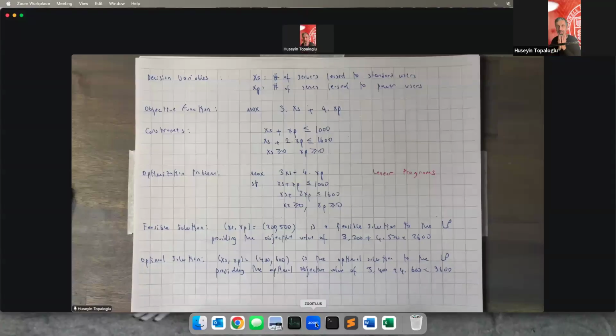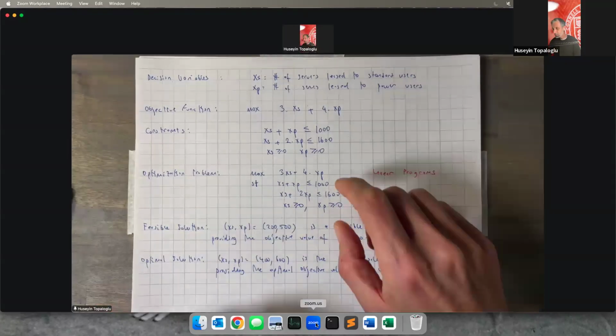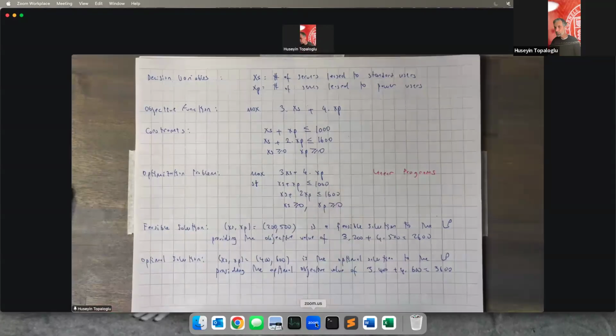An optimal solution is a feasible solution that gives us the best possible objective value. And we saw how we can use Excel Solver to solve this kind of an optimization problem.